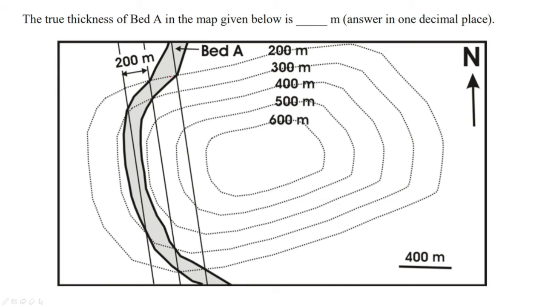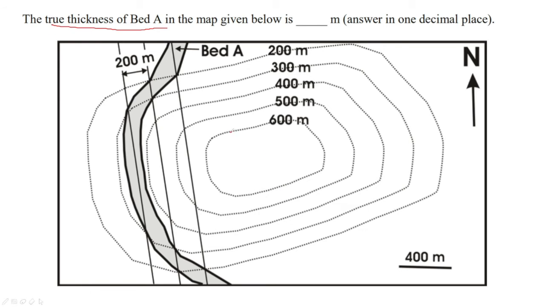Here is another tricky question of IIT JAM 2018 of Structural Geology on maps and cross sections. So as you can see a map here, and the question is asking the true thickness of bed A.